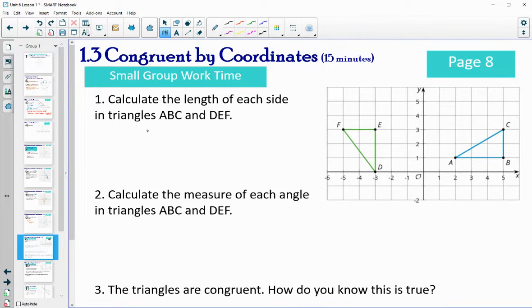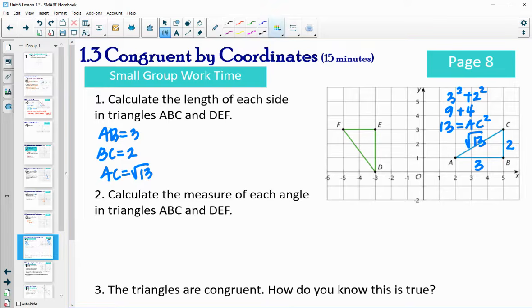All right, so this asks you to calculate the length of each of the sides of the triangle. You can just count this one as 3. You can count this one as 2 because it's horizontal and vertical. And then you could do the Pythagorean theorem to find AC. So we'll do 3 squared plus 2 squared: square those legs and add them together. So 9 plus 4, we get 13 as AC squared. Then we'll square root, and that's the length of AC. So we're getting AB equals 3, BC equals 2, and AC equals the square root of 13. Feel free to use the decimal if you would like.